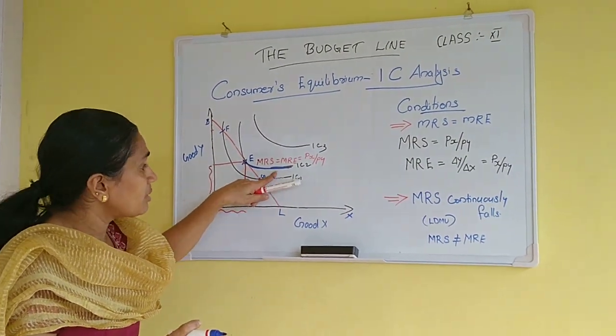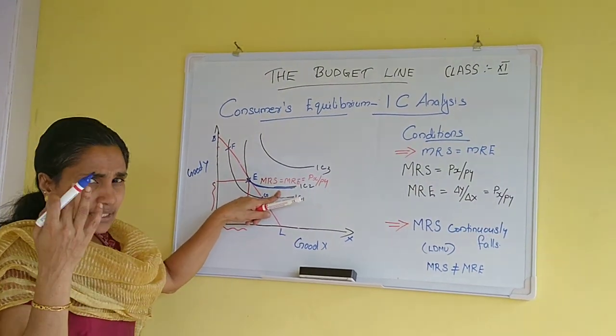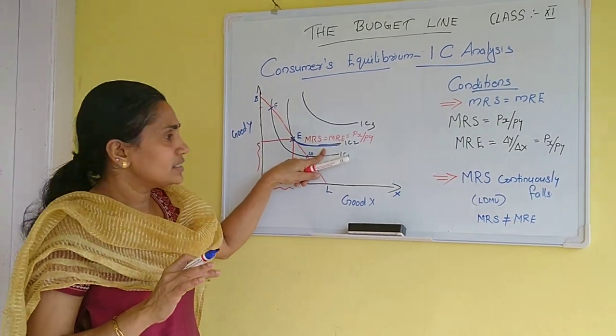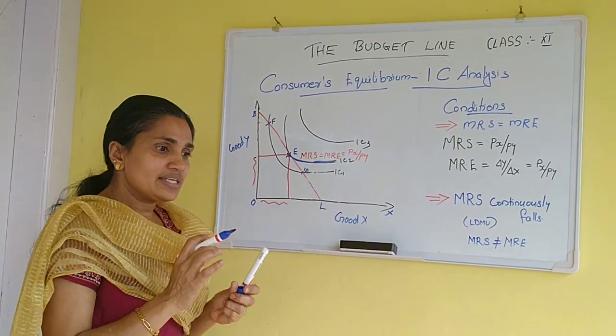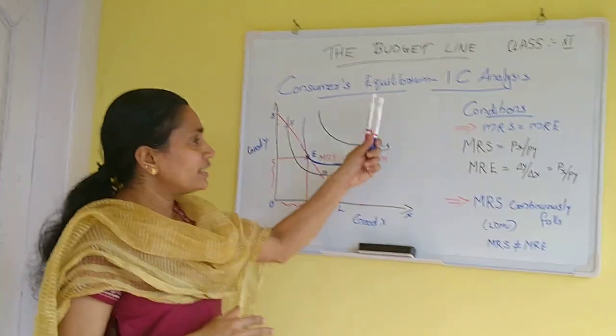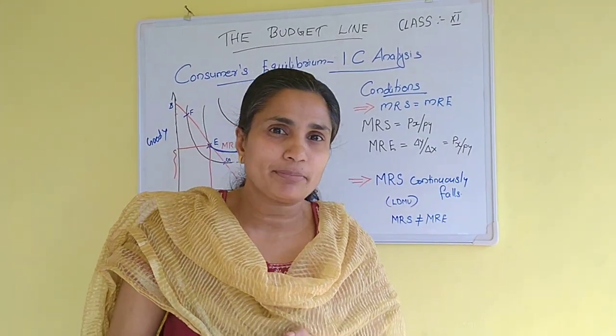Law of diminishing marginal utility. When the consumer consumes the same goods more and more, the utility derived from that particular commodity will decrease. So MRS starts to fall. These are the 2 conditions of consumer's equilibrium under indifference curve analysis. I hope you understood this topic. Thank you.